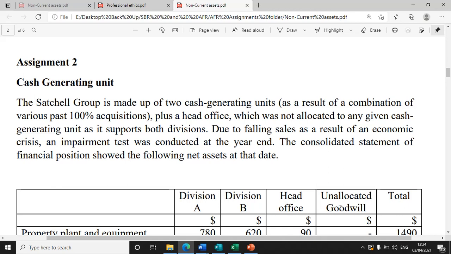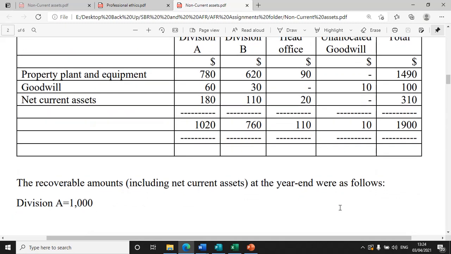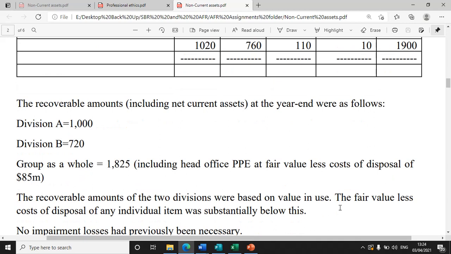Can I read? All right. The Sachet group, I'm starting from the top there, is made up of 2 cash generating units as a result of a combination of various past 100% acquisitions, plus a head office, which was not allocated to any cash generating unit because it supports both divisions. Due to falling sales as a result of an economic crisis, an impairment test was conducted at the year end. The consolidated statement of financial position showed the following assets. Okay, so we have got these assets. At your own time, of course, you can read through. The recoverable amounts at the year end were as follows.